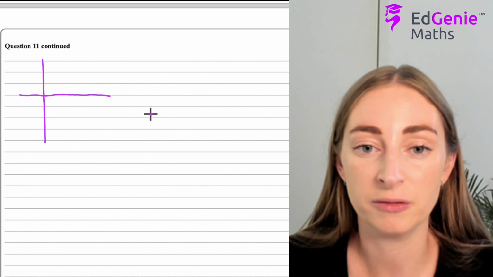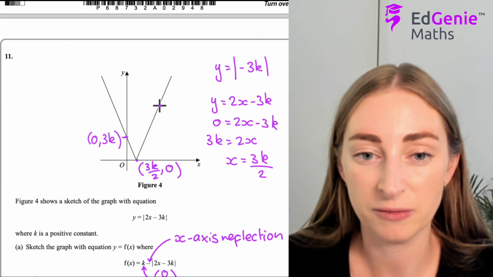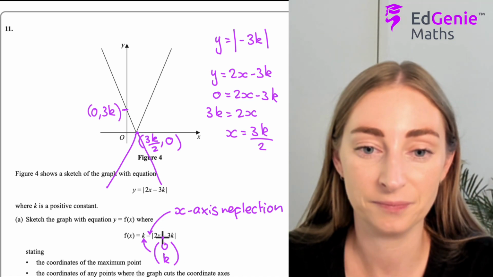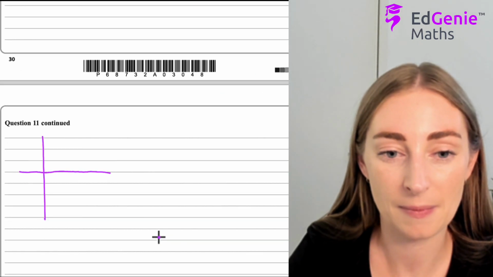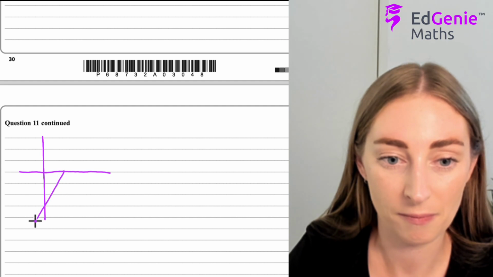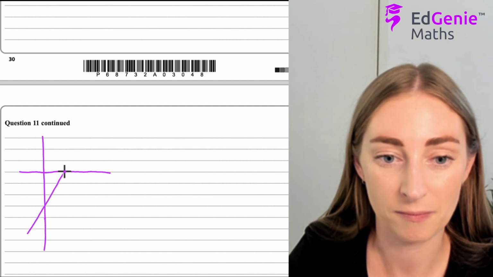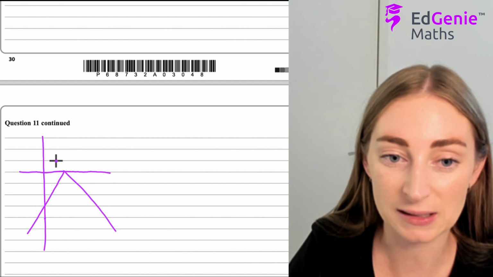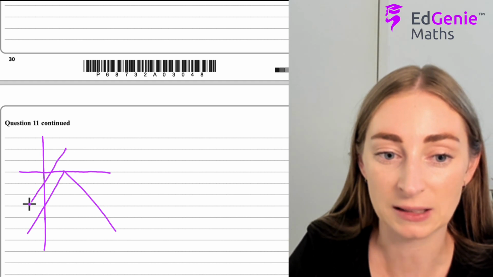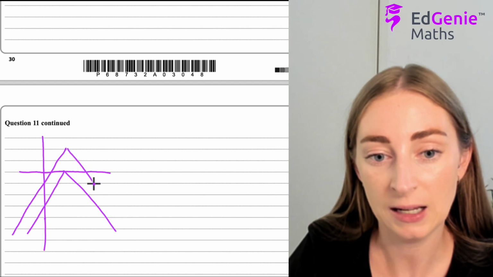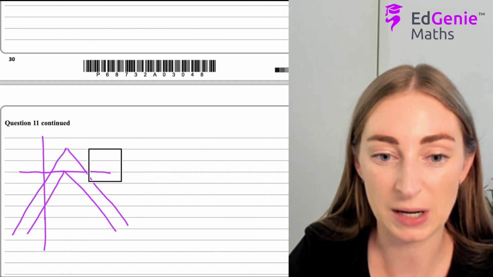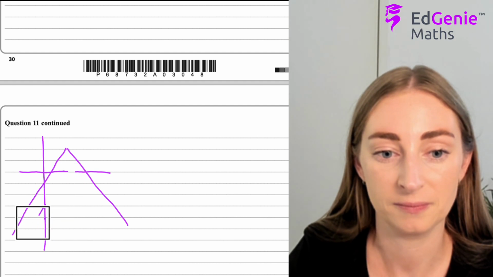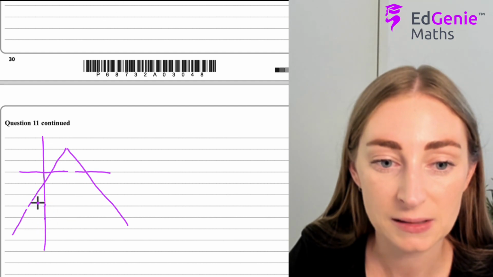We can do our reflection first. So our reflection is going to look like this, isn't it? And then we're translating it up k units. So it's going to be up here, and it's going to look like this, and like this. So we don't actually need this one anymore. Let's rub that one out. That was just to help us.